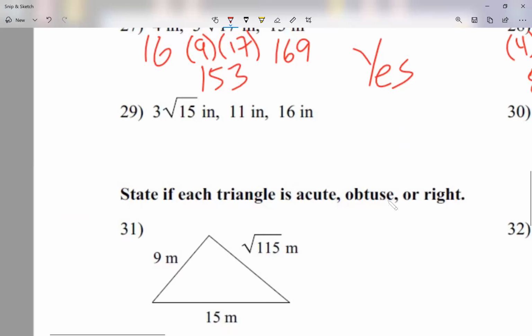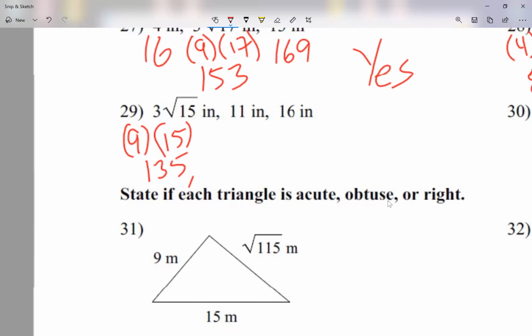All right, let's take a look at number 29. On my numbers there, if I only had the 3, squared is 9. If I only had the radical 15 times radical 15, I just get the number without the radical. Because I have both, let me multiply 9 times 15. So this gives me 135. 11 squared is 121, right? 11 times 11. Now 16 squared is 256.